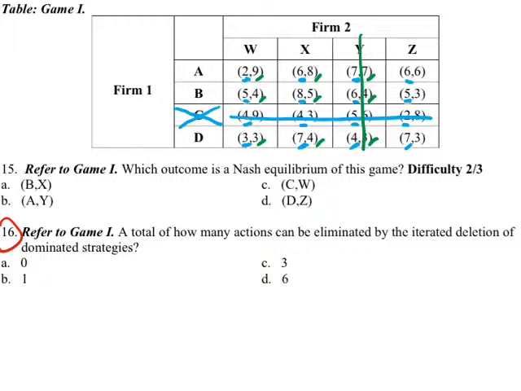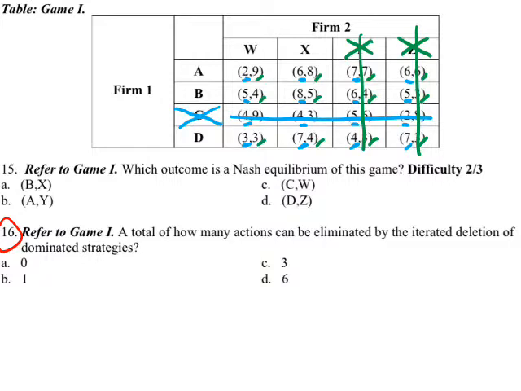Let's compare Z and X. 6 lower than 8, 3 lower than 5, and 3 lower than 4. So Z is never going to be played. So far we have eliminated 3 strategies. Now we need to do exactly the same a second time.